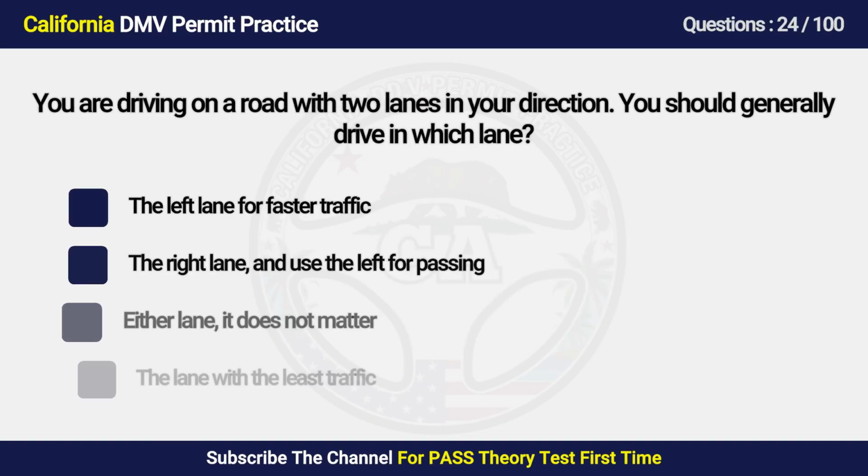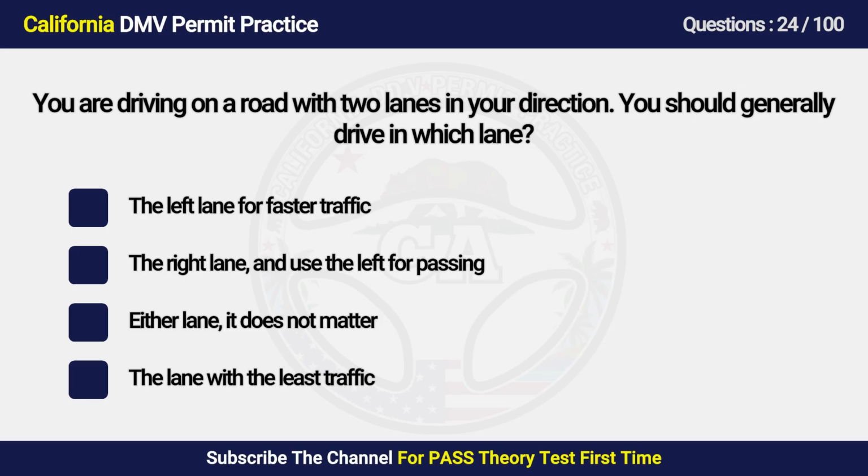Question 24. You are driving on a road with 2 lanes in your direction. You should generally drive in which lane? A. The left lane for faster traffic. B. The right lane and use the left for passing. C. Either lane, it does not matter. D. The lane with the least traffic.